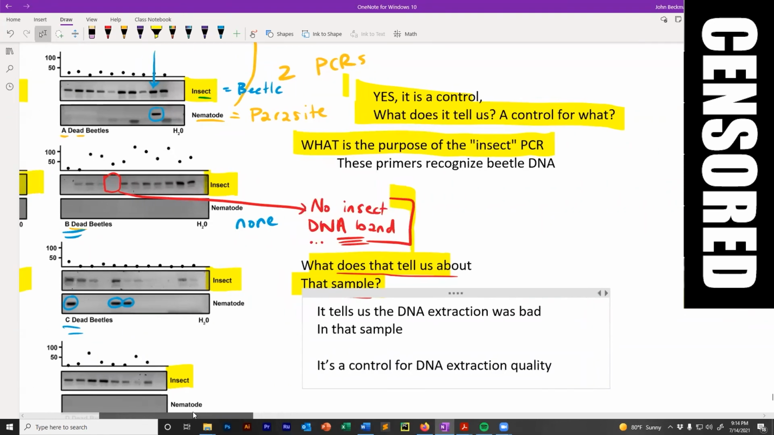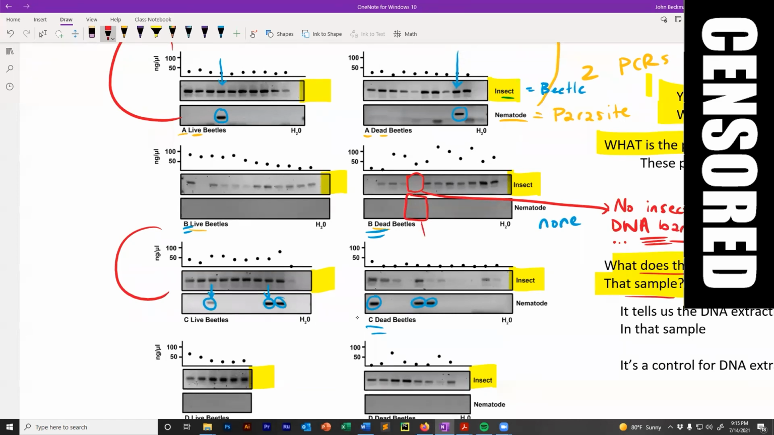Okay, so if there is no parasite band, but also no insect band, we can't conclude anything because the data is bad. The DNA extraction was bad. Okay, so it's only in samples where we have a good insect band that we can conclude anything. We can conclude that this beetle was negative. This beetle is not infected. Okay, and this beetle is infected. Okay, but this one here, this is just bad data.